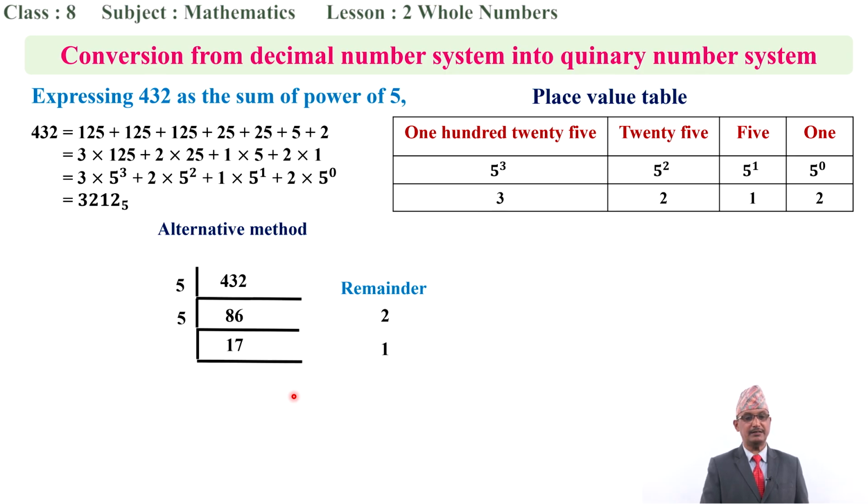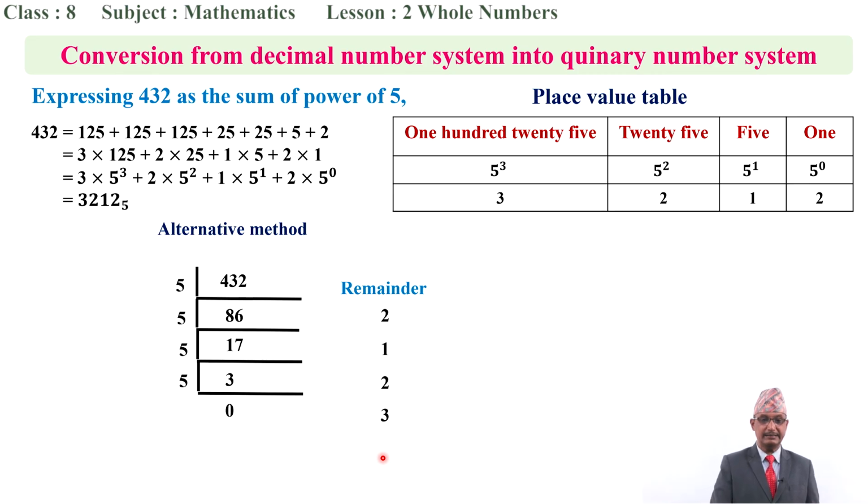Similarly, we divide 17 by 5. Then 5 3s are 15. 17 minus 15, 2. So we write remainder 2. Similarly, 5 zeros are 0. So 3 minus 0 is 3. So we write remainder 3.